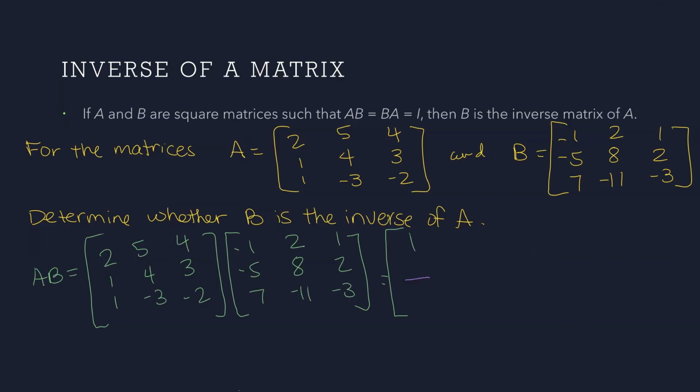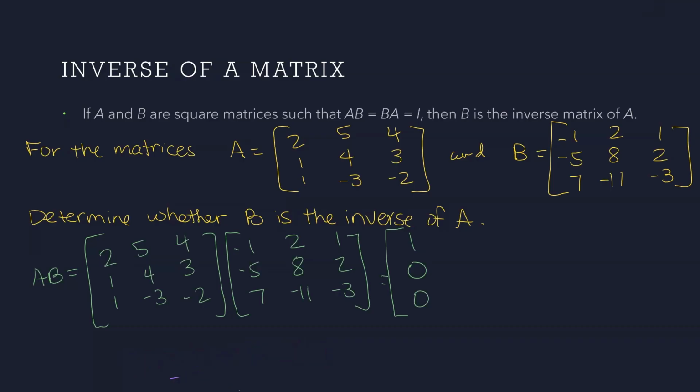Down here, to find this spot 2, 1, I've got to do the dot product between the second row and the first column. So that's going to be 1 times -1 plus 4 times -5 plus 3 times 7, so -1 minus 20 plus 21, which is 0. Element 2, 1 is 0. All right, so to find the element 3, 1, I'm going to use the third row and the first column. I'm going to do 1 times -1, 3 times -5, -2 times 7, add them all up. -1 plus 15 minus 14, which is 0. So spot 3, 1, I get 0.